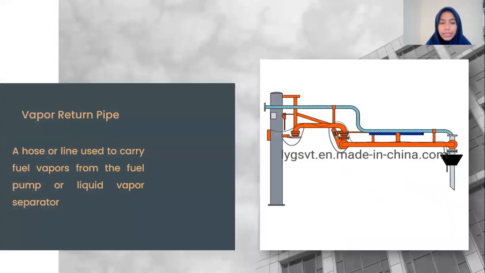The second picture is the vapor return pipe. Vapor return pipe is a hose or line used to carry fuel vapors from the fuel pump or liquid vapor separator.